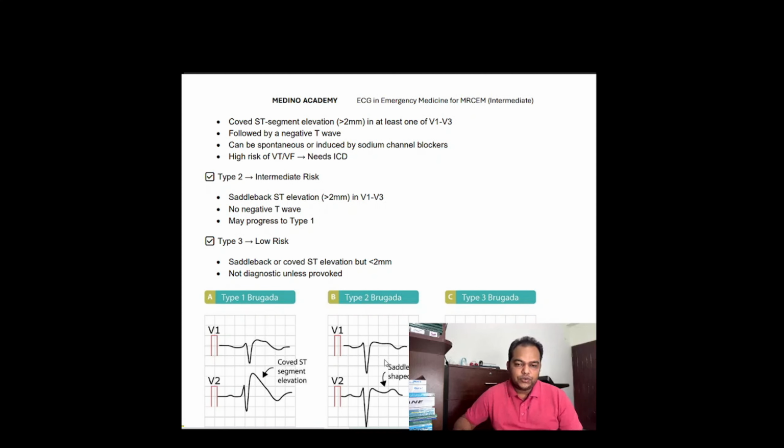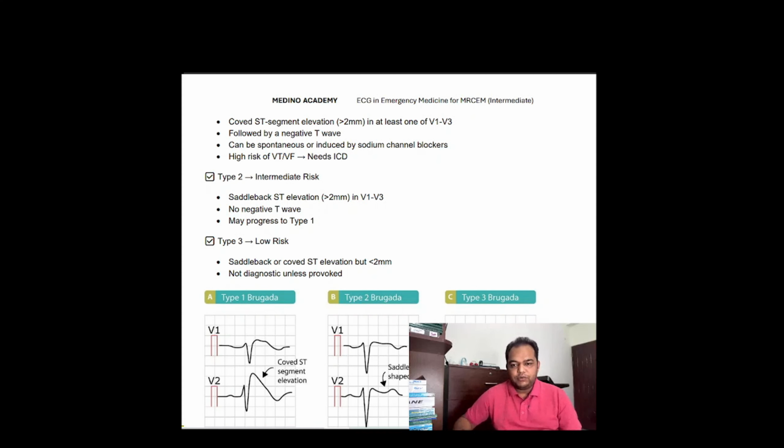In case of type 2, there is saddleback shaped elevation, and this elevation is 2 millimeter, that means more than 2 small squares. In type 1 there is a negative T wave, but in type 2 there is no negative T wave. There is only saddleback shaped ST elevation, which is more than 2 millimeter or 2 small squares.